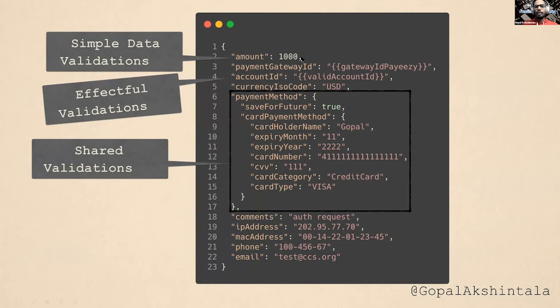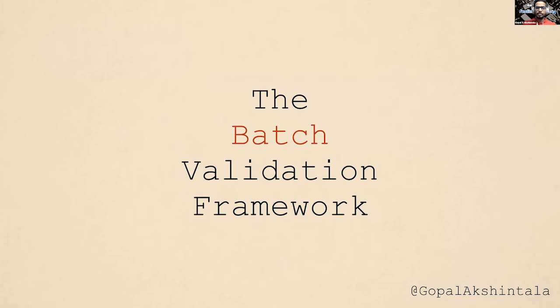But then there are other validations, simple data validations like amount. And this amount field is again common across all the services. This is a shared validation, as I said. And this is an effectful validation: if I have to verify whether an account ID is valid or not, I would have to hit the DB, make a DB call, which is exception prone. So we have so many such validations, and these, by the way, come in batches.